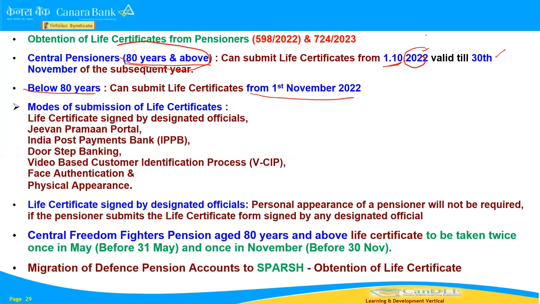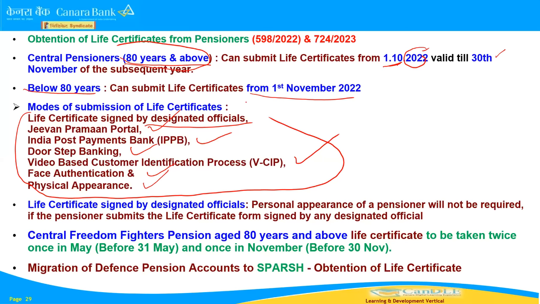Then, what is the way to submit these life certificates? A certificate signed by designated officials can be given. They can apply through the Jeevan Praman portal. They can go to the Indian Post Payments Bank, the post office. Through doorstep banking, they can give the life certificate. Video-based customer identification, the VCIP process I told you about yesterday, they can also provide through that. Face authentication, and a physical appearance. These are the modes available to provide your life certificate. Life certificate signed by a designated official means personal appearance of the pensioner will not be required. We will know in the next slide who the designated officials are. Once they have signed, appearance is not required.